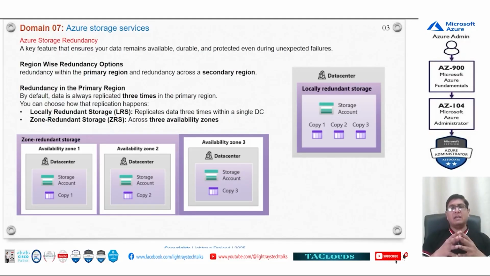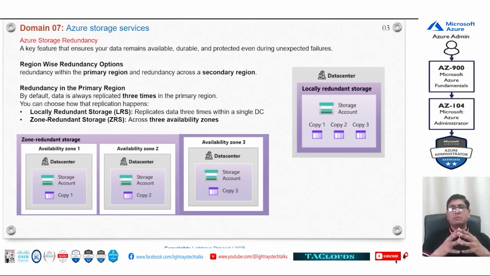Same here. Locally redundant is the option available in the same place, in the same server, in the same hard drive. 3 copies are there. Okay, fine. If one copy does not work, the second will work, and then the third will work. But the problem is it is in the same server. If the whole server goes down or the whole hard drive goes down, then there will be a problem. So that is why we have the second option, which is zone redundant.